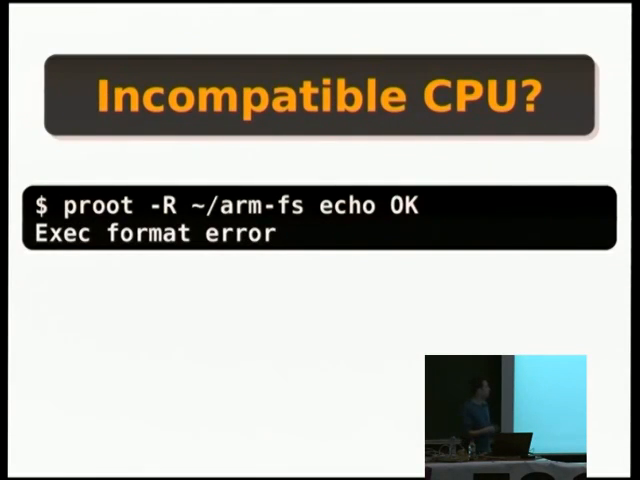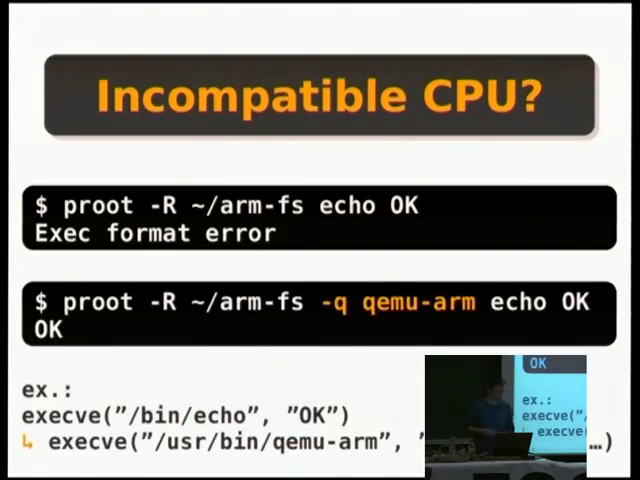Now, if you try to proot into a root file system that was not built for your architecture, so let's say you try to proot into an ARM root file system, Raspberry Pi, for instance, Debian for Raspberry Pi. However, your host computer is just an x86, you will get this error message. And once again, this is not specific to proot. You will get the same with chroot.